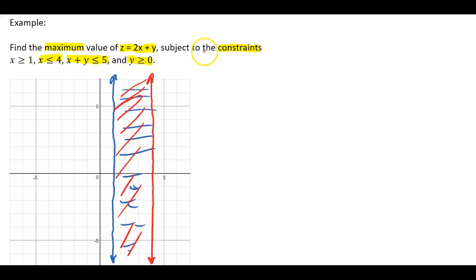Okay, x plus y is less than or equal to 5. I'm going to solve that for y. So y is less than or equal to negative x plus 5. So I'm going to go to 5 on the y-axis, and my slope is negative 1. So I'm going to go down 1 over 1, down 1 over 1. So it's going down like this.